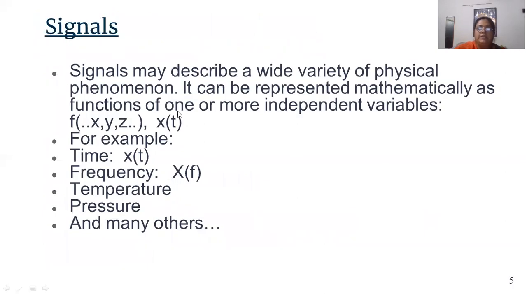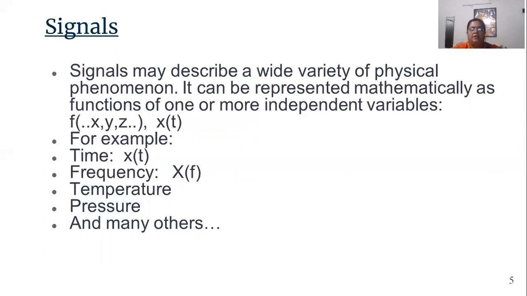Well, now we'll discuss what a signal is. It is a desired quantity. A signal may describe a wide variety of physical phenomena. It can be represented mathematically as a function of one or more independent variables. For example, if we say that this is a signal which is a function of x, y, z or x(t), the function value depends upon time. For example, time is x(t), frequency is taken as x(f), and likewise temperature, pressure, and many other quantities.